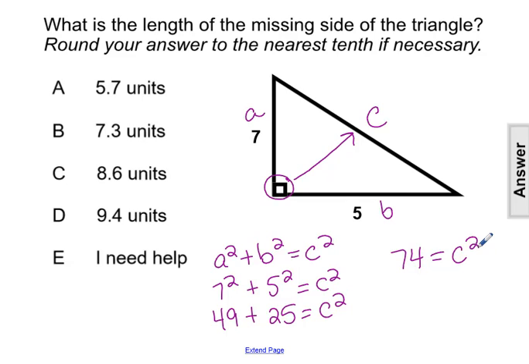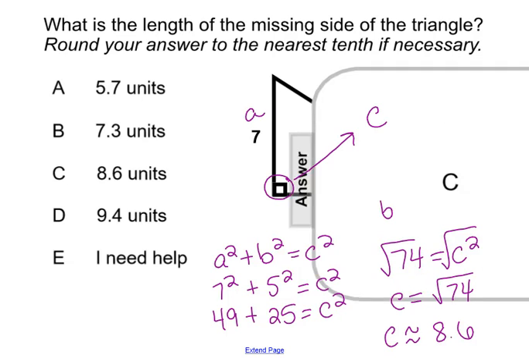And finally, to get C by itself, we'll now take the square root of both sides of the equation to get that C equals the square root of 74, which if we're rounding to the nearest tenth is approximately 8.6. So the value of C is approximately 8.6, meaning that the length of the missing side, the length of the hypotenuse, is 8.6 units, or answer choice C.